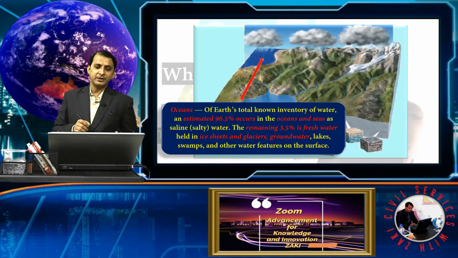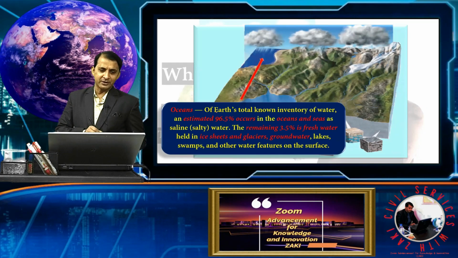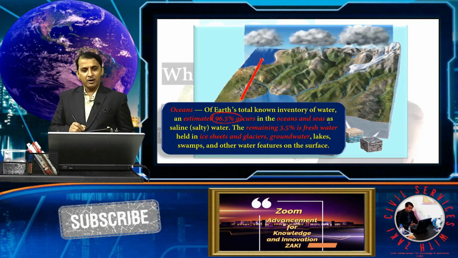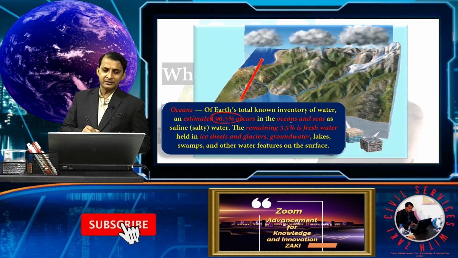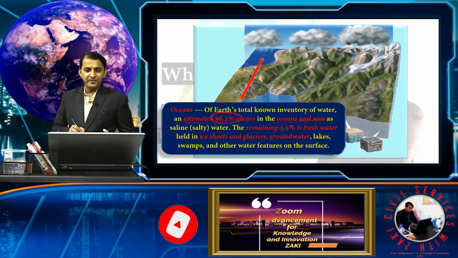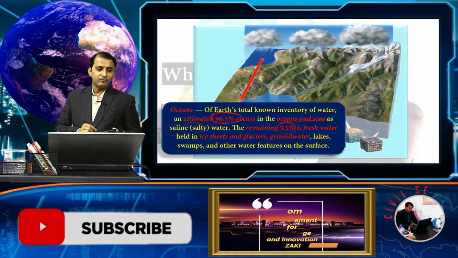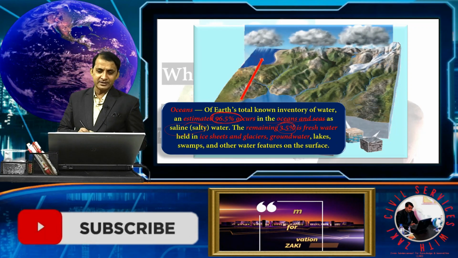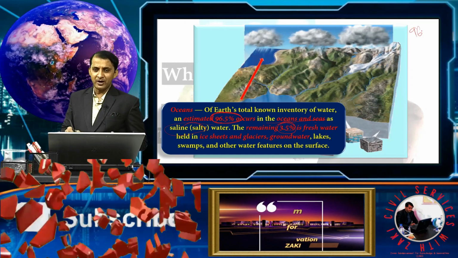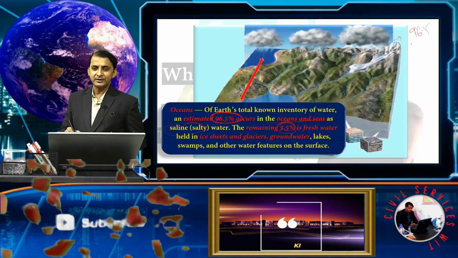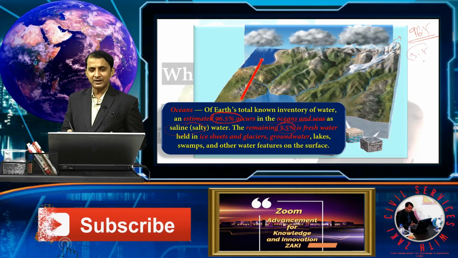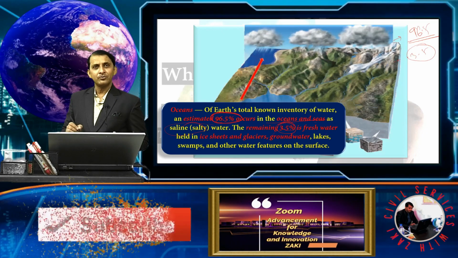As we know, of the total known inventory of the water, an estimated 96.5% is in the ocean and sea, which is basically salty and saline water. The remaining 3.5% is fresh water, most held in the ice, the glaciers, and the lakes. So if we see, 96.5% is present in the ocean as saline water, and 3.5% is present as fresh water.